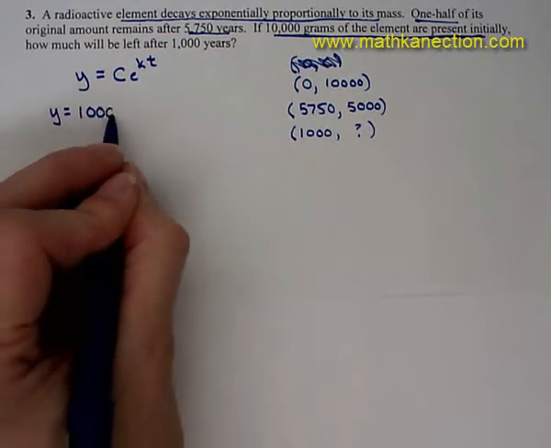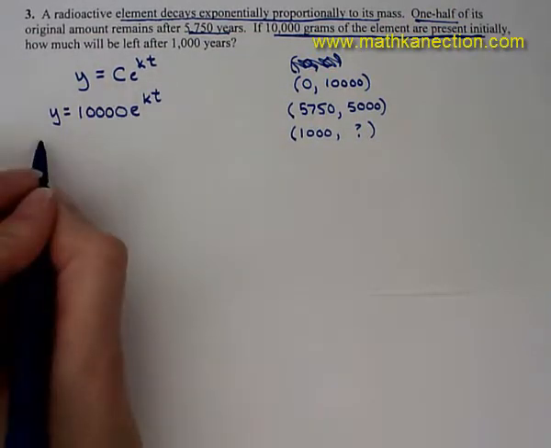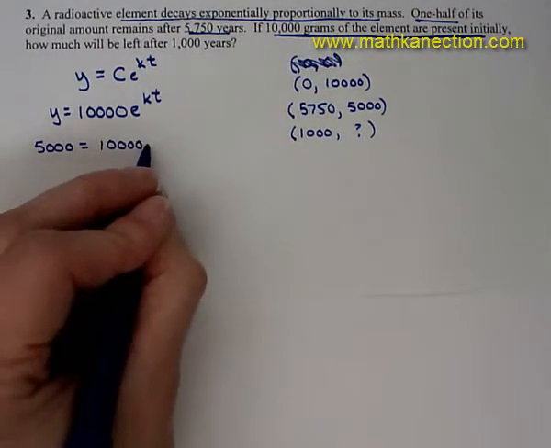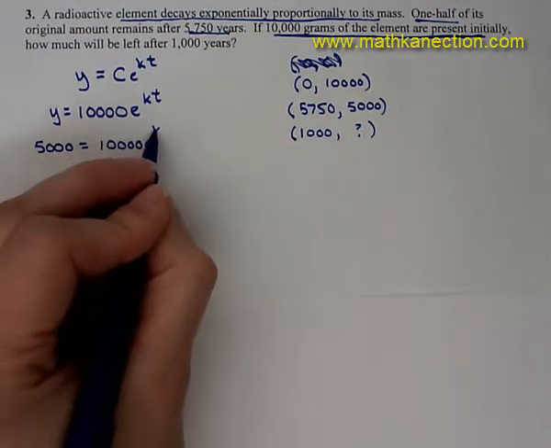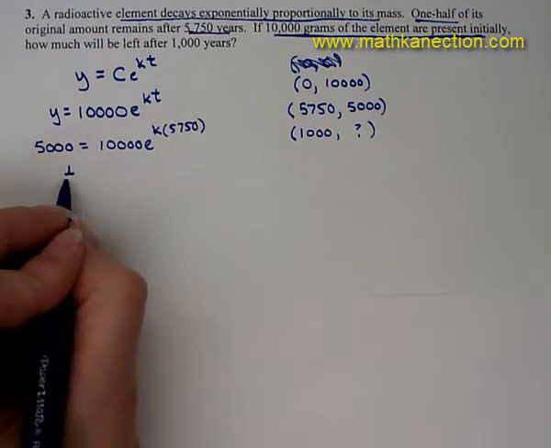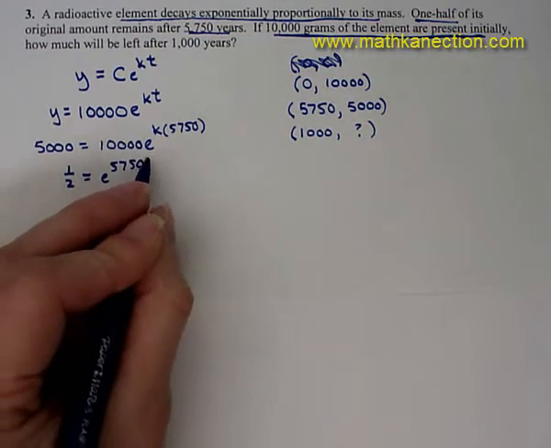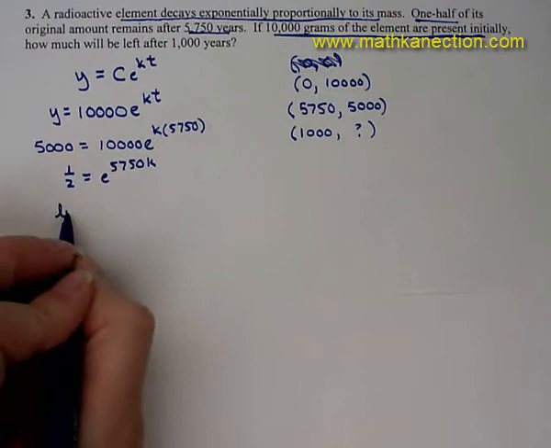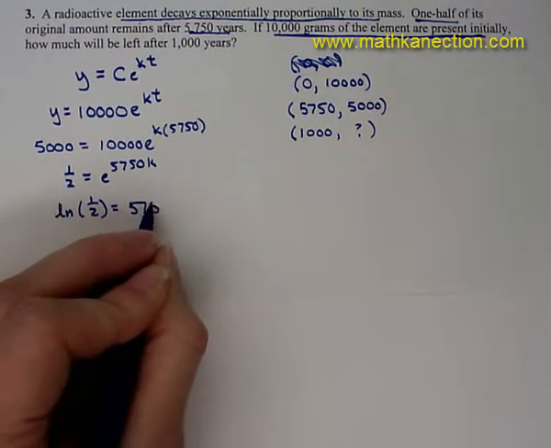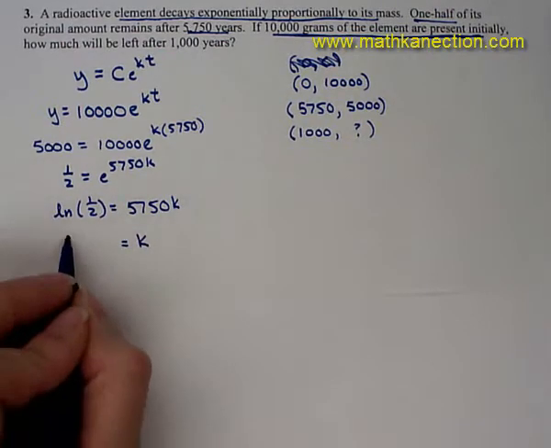So y is equal to 10,000 e to the kt. Substituting in 5,000 for y and time to be 5750. Solving for k, we have 1/2 is equal to e to the 5750 k. Take the natural log of both sides. So the value of k is equal to the natural log of 1/2 divided by 5750.